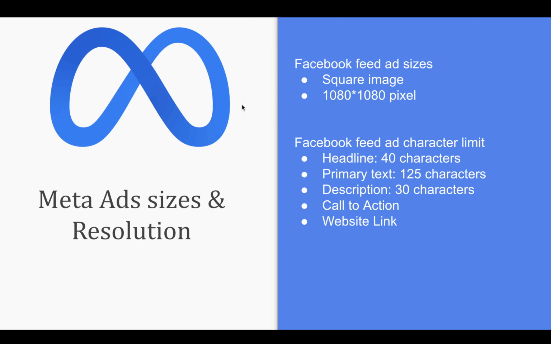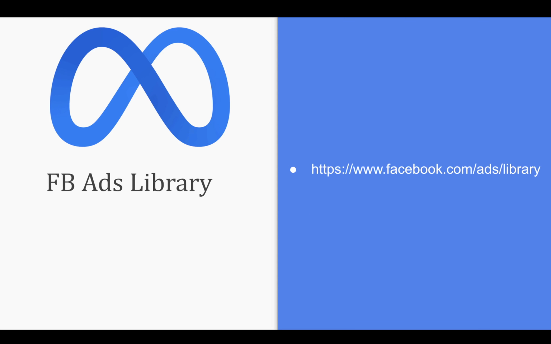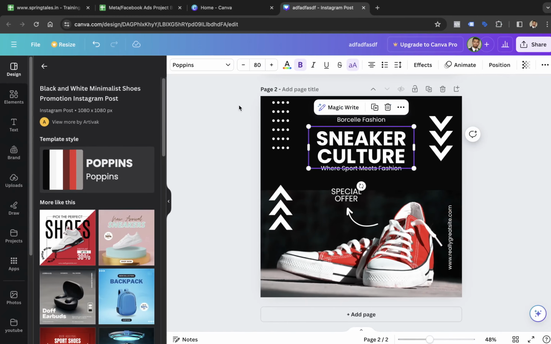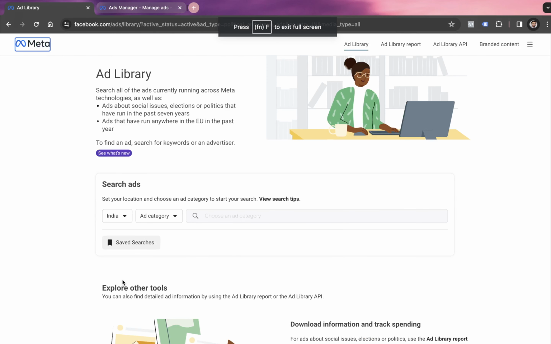Now, additionally, we add headlines, we add primary text, we add descriptions, call to actions, and website link. So that's how we can create different ad copies in Meta. I really want to show you how we add all of these copies in the Meta Ads interface somewhere over here.